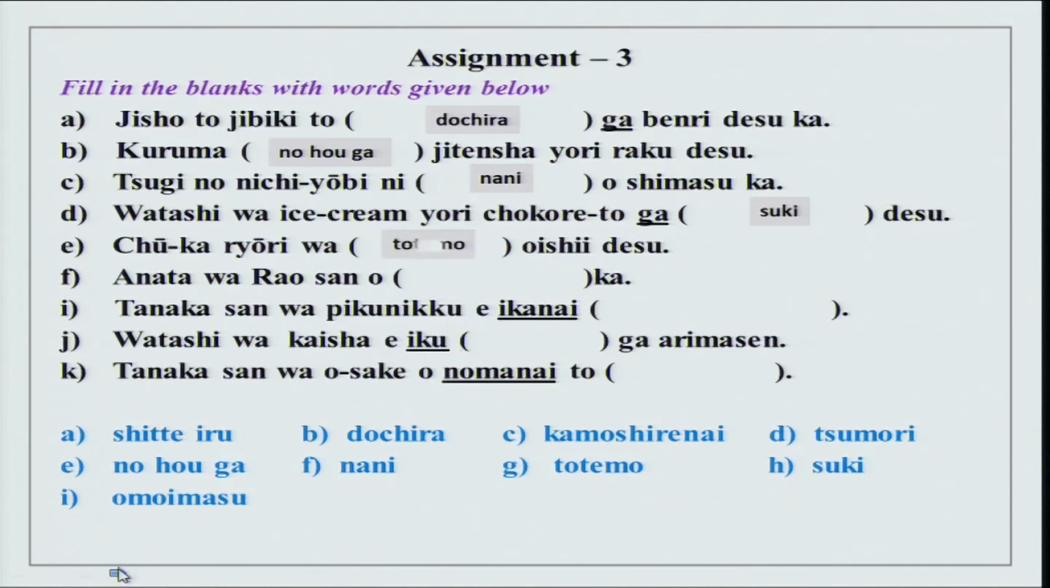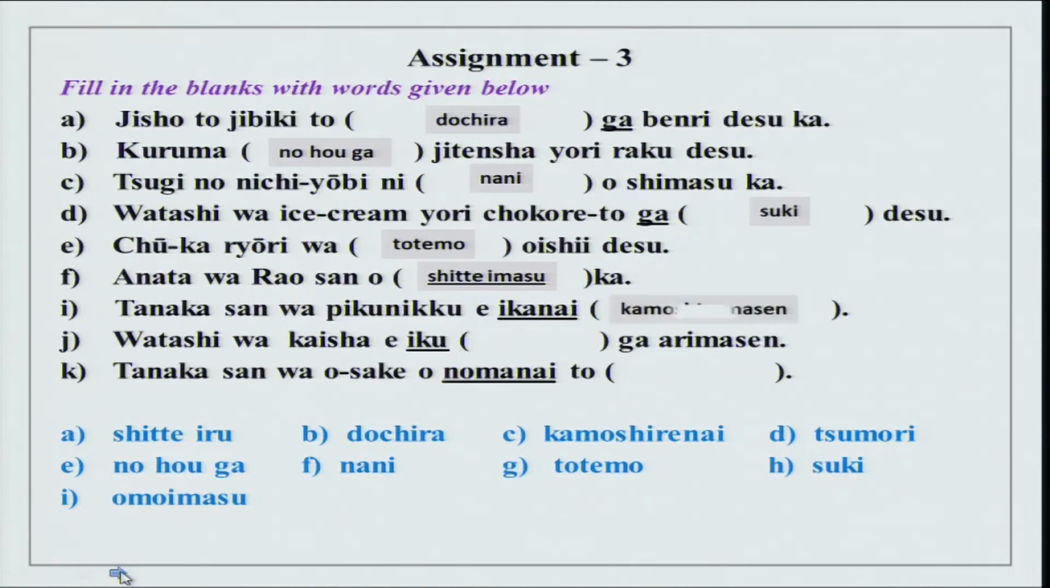Then we have chuka ryori wa totemo oishii desu. Totemo is another way of showing degree, very or exceptionally is what it means. Chuka ryori is Chinese cuisine. Then anata wa Rao-san o shitte imasu ka? Shitte imasu means to know, and the negative is shirimasen, not shitte imasen. It is shirimasen. Anata wa Rao-san o shitte imasu ka? Do you know Rao-san?